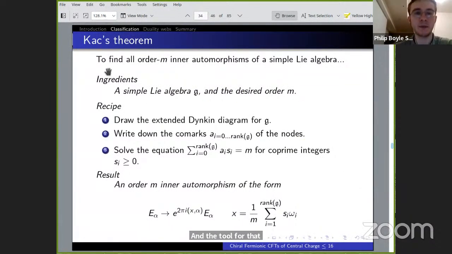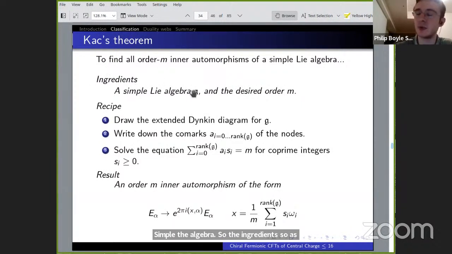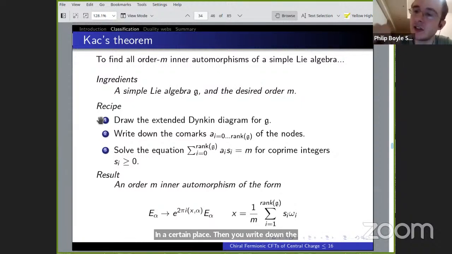And it's the following recipe. To find all finite order inner automorphisms of a simple Lie algebra, the ingredients are as follows: a simple Lie algebra G and the desired finite order m, which is an integer at least 1. And the recipe is as follows. Step 1, draw the extended Dynkin diagram for G, which means you just adjoin an extra node in a certain place. Step 2, write down the comarks for each of the nodes, which are just some integers you can look up.